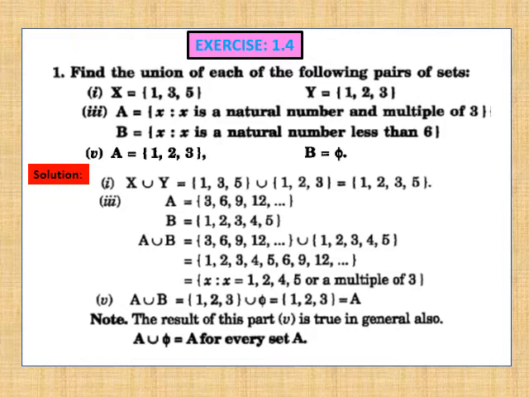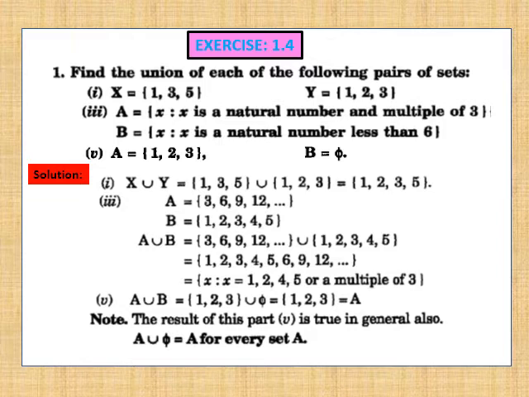First, we have set x equals {1, 3, 5} and set y is equal to {1, 2, 3}. So the union of x and y is equal to what? All the elements of x and y. We don't include the common ones twice, we don't repeat the elements. So the union of {1, 3, 5} and {1, 2, 3}: the elements will be 1, 2, 3 and 5. We need all the elements. Just write all the elements of x and y, but don't repeat the elements.